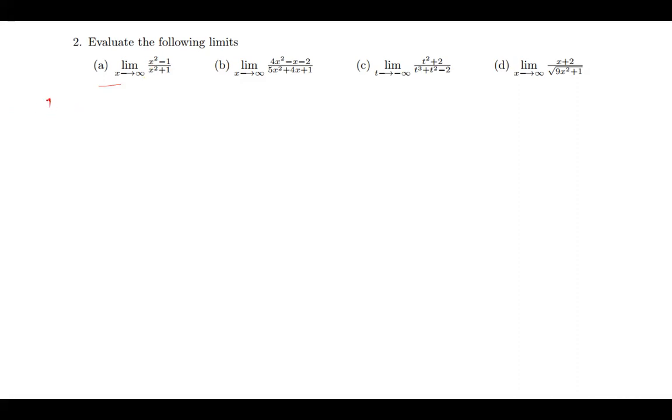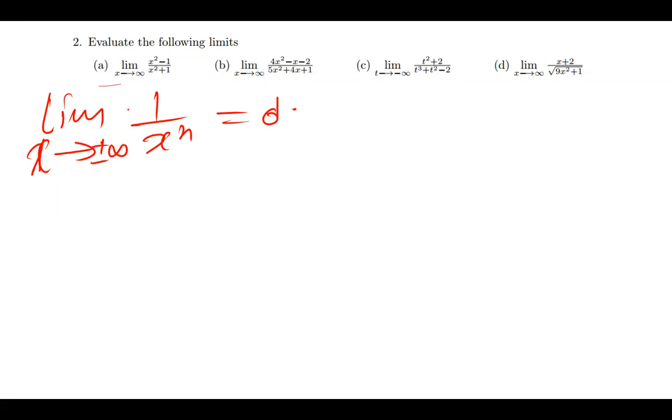Remember the expression I gave you: the limit of 1 over x to the power n, when x is approaching positive or negative infinity, is simply 0. This is the one we're going to apply on all these questions. We start with the first one. You look at the function; the x with the highest power is the one to use. Here all the x terms have the same power, so we divide the whole expression, numerator and denominator, by x to the power 2.